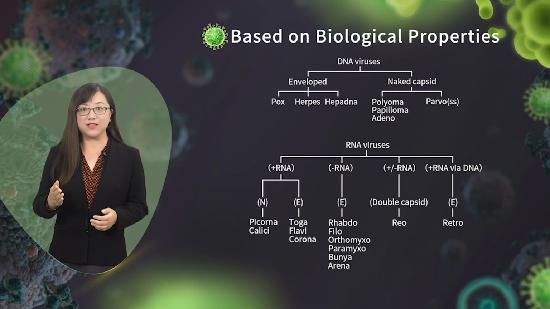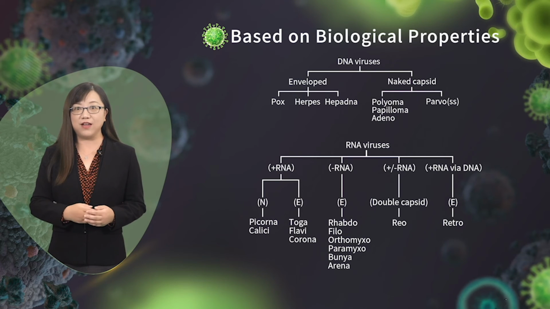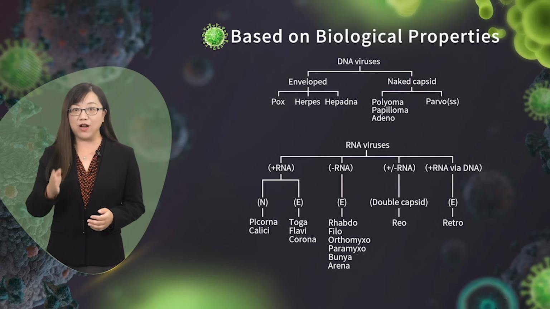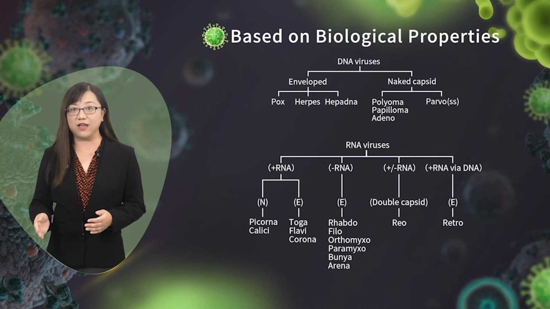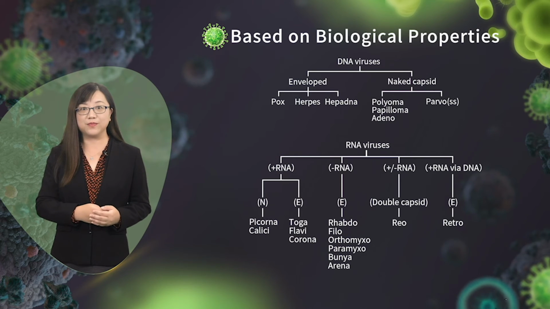The RNA viruses include positive RNA, negative RNA, double-stranded RNA, and the retro RNA viruses. Most of them are enveloped. Just picornavirus and calicivirus are naked RNA viruses. And the reovirus has a double capsid, but no envelope.